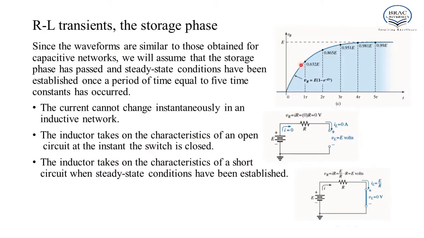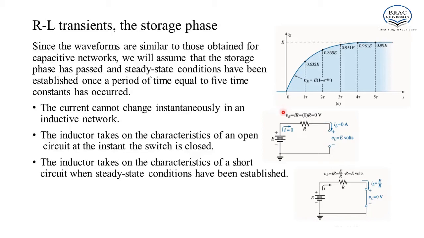The voltage across the resistor will vary in this manner. Since the waveforms are similar to those obtained for capacitive networks, we will assume that the storage phase has passed and steady state conditions have been established once a period of time equal to 5 time constants has occurred.